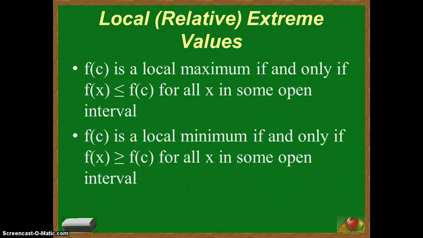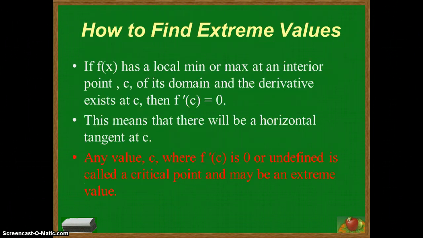Local or relative extreme values. This is like the nicest house on your street. f of c is a local maximum if and only if f of x is less than or equal to f of c for all x in some open interval. Okay? We're not including endpoints here. f of c is a local minimum if and only if f of x is greater than or equal to f of c for all x in some open interval.